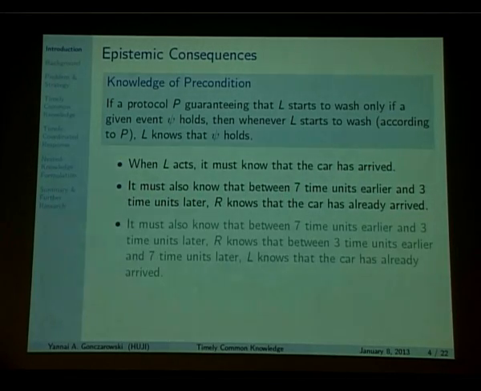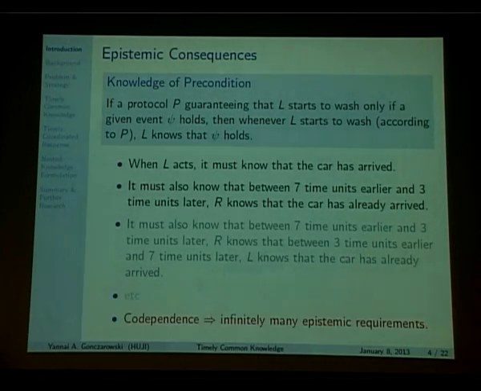We can continue and say that it must know that between 7 and 3 time units before and after, R knows that between 3 and 7 time units before and after, L knows that the car has arrived. And we can do this ad infinitum. Fun game, but the point of this slide is to show that once we have codependence, once R depends on L and L depends on R, there are infinitely many epistemic requirements that need to be satisfied.